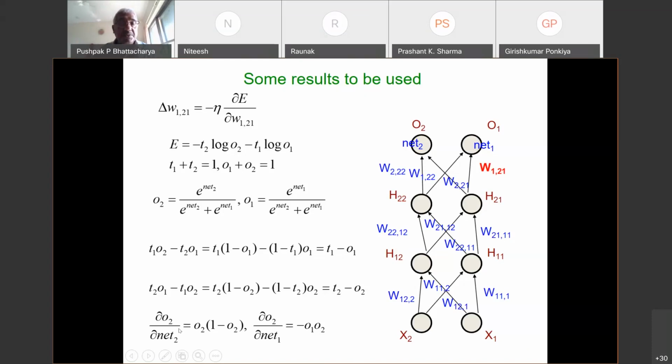Another result which is used is the fact that the derivative of O2 with respect to net 2 is equal to O2 into (1 minus O2). The derivative of O2 with respect to net 1 is minus O1 into O2. So these results will be used again and again. Let me repeat one of the results here, that the difference of cross products is the difference of target and observed. That's an important building block.